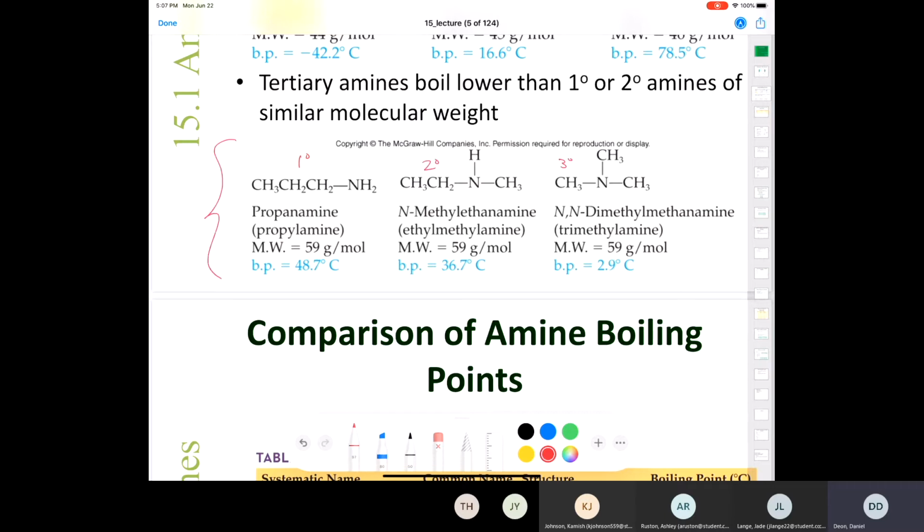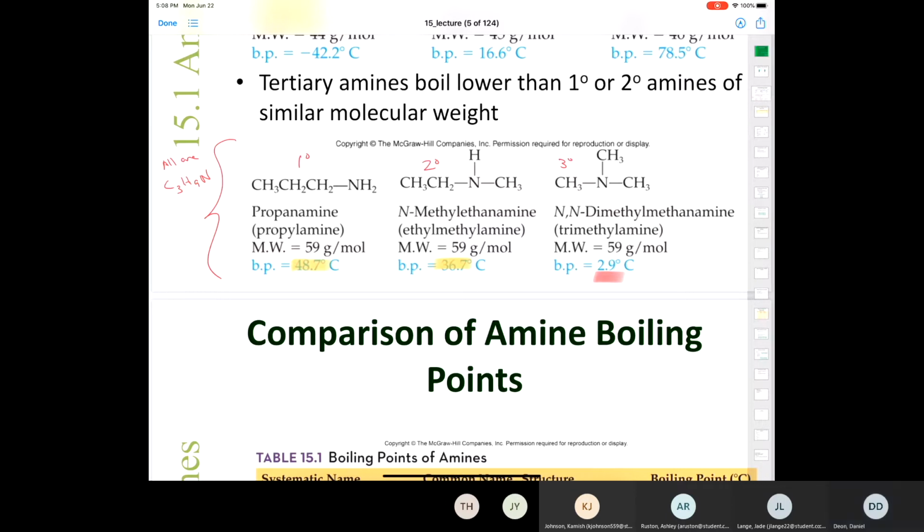And all three of these amines are isomers of each other. They all have the same molecular formula, which is C3H9N. And we see that the primary and secondary amines have much higher boiling points than that of the tertiary amine. It's because the tertiary amine does not have hydrogen bonding. There are no nitrogen-hydrogen bonds in trimethylamine.